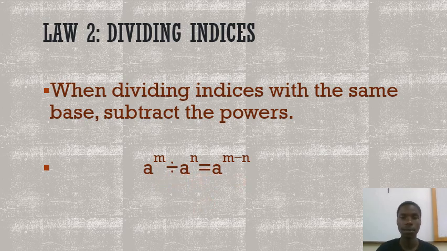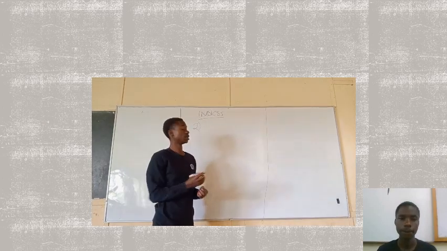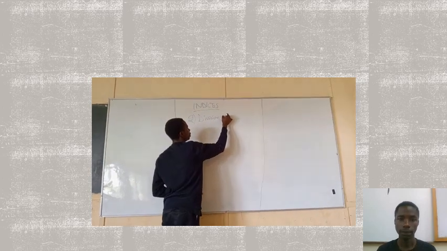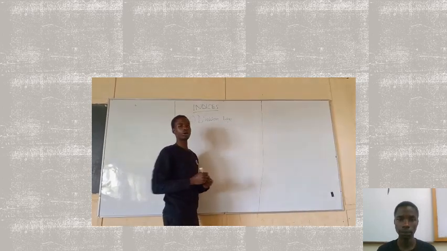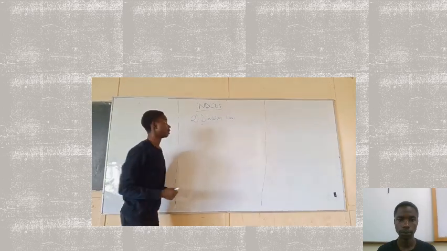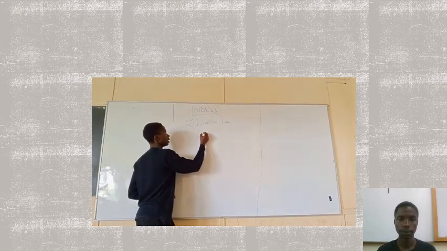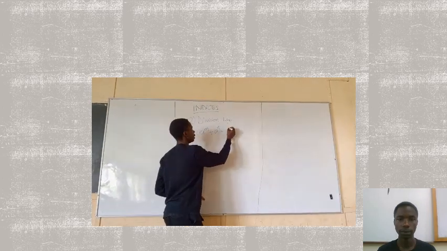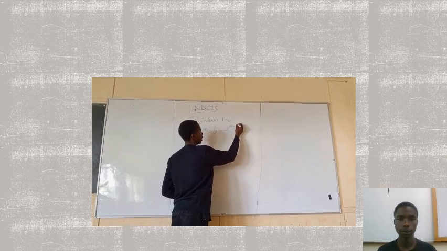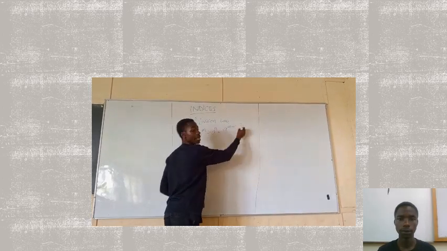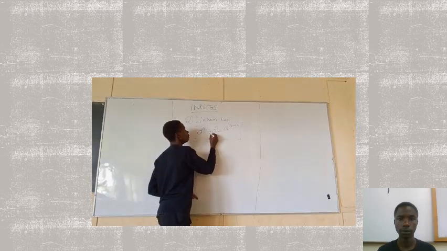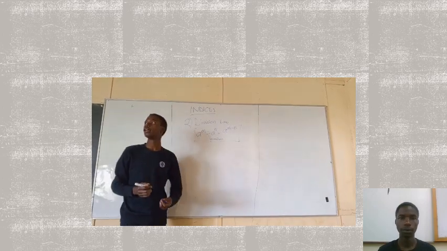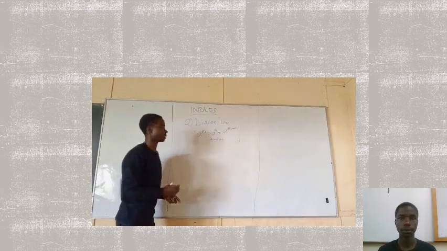Now, let's see an example. The second law we are going to talk about is the dividing or the division law. What do we know about the division law? As we talked earlier, the formula for the division law is a power m divided by a power n, we get a power m minus n. Now, this is our main formula. Now, let's express this formula in simple terms using examples.